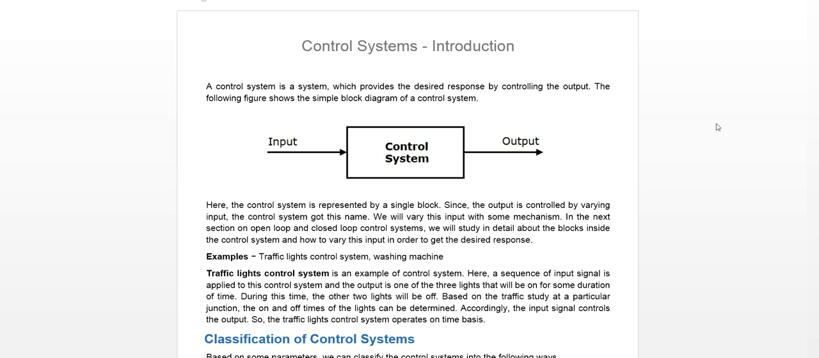So this is the introduction of the control system. A control system is a system which provides the desired response by controlling the output. The following figure shows the simple block diagram of a control system. As you can see here, this material is different from the book that I have provided you.